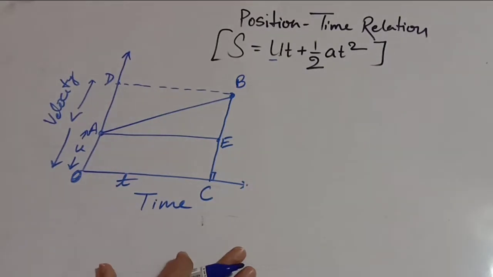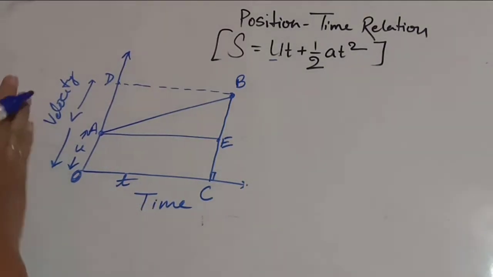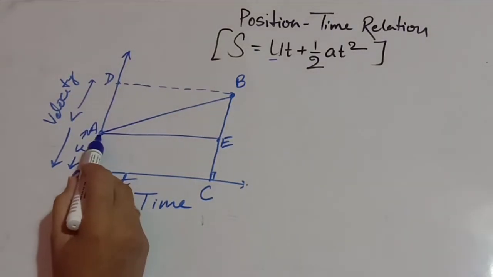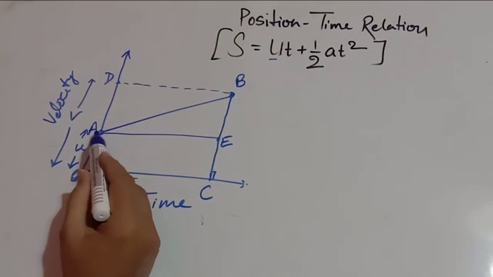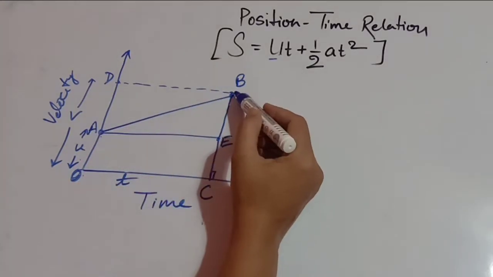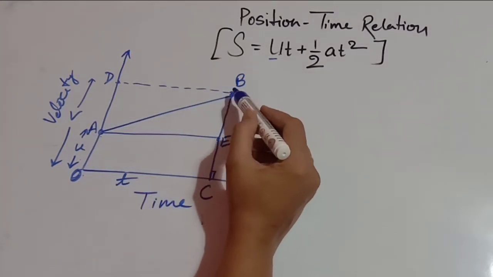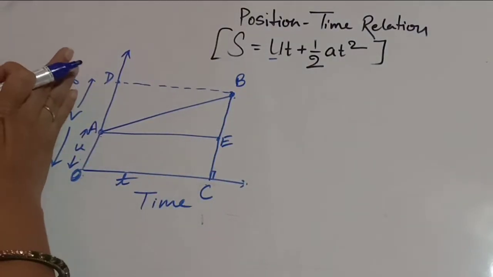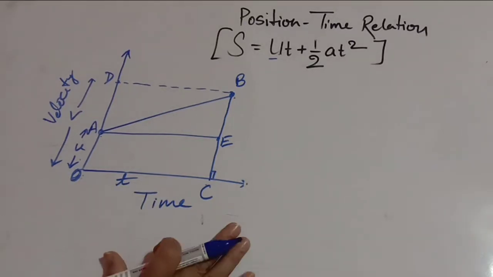This is your graph: x-axis, y-axis, time and velocity. The object starts moving from point A. This OA is the initial velocity u. In t seconds it acquires a final velocity v at point B. We represent the time on the time axis and the velocity on the velocity axis. Now we start the proof, the derivation.